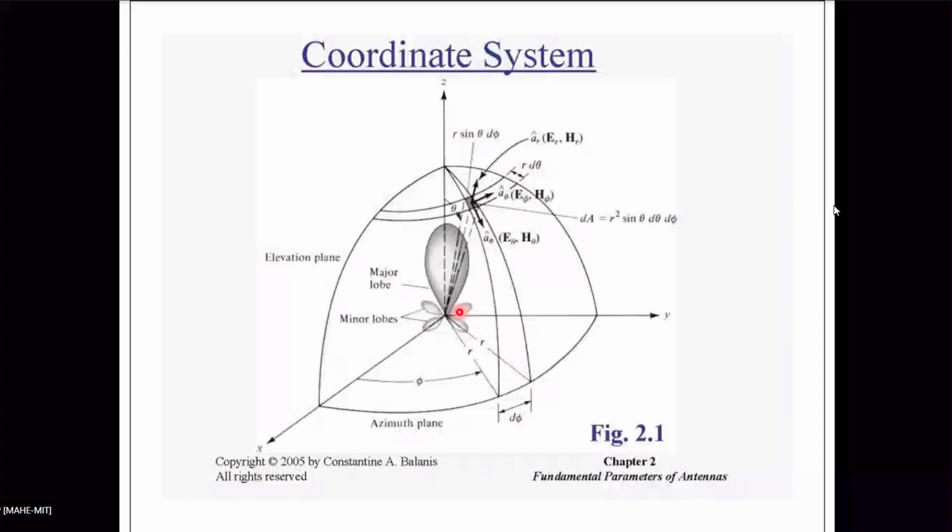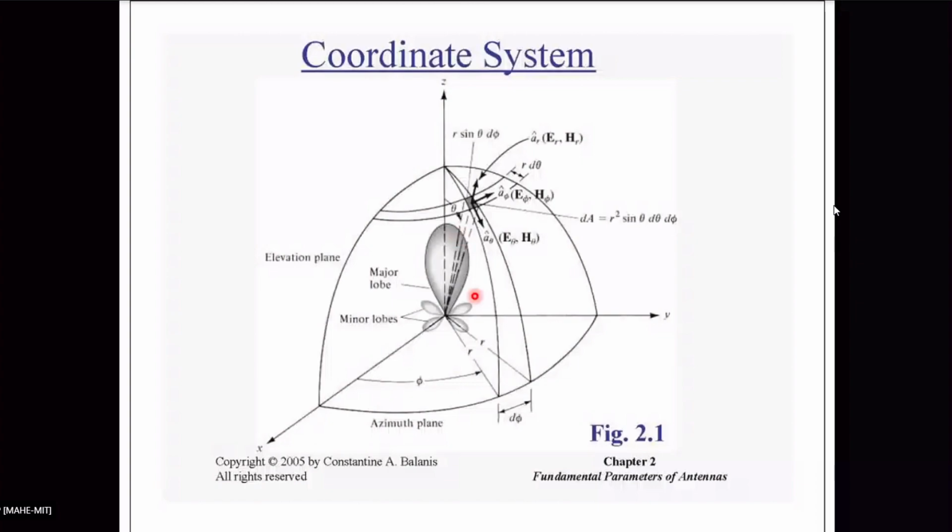Now I told you radiation pattern is a plot of electric field as a function of theta and phi. R is kept constant. R is very large, a far away distance from the antenna. So here you can see the main lobe, and these are the side lobes. That is, in this direction the radiation is maximum. Most of the energy is concentrated in this direction. Okay, these are the side lobes.